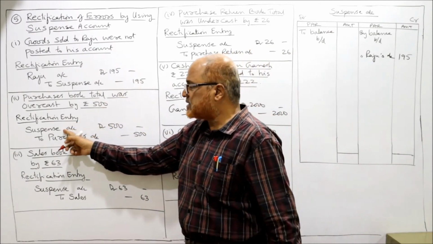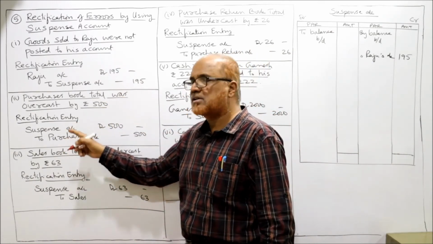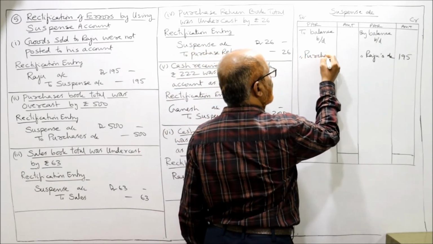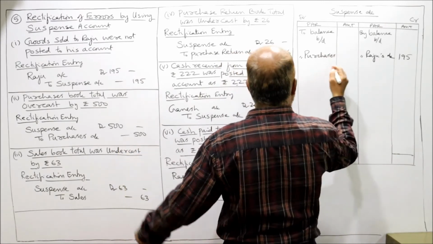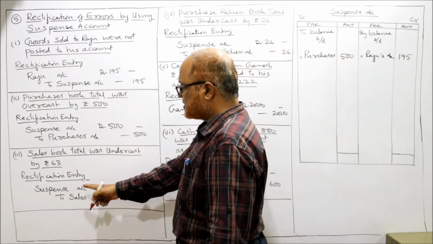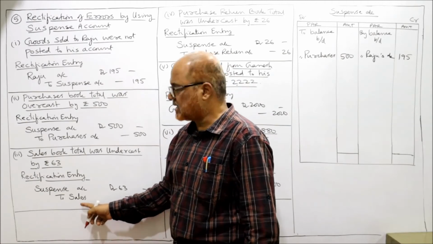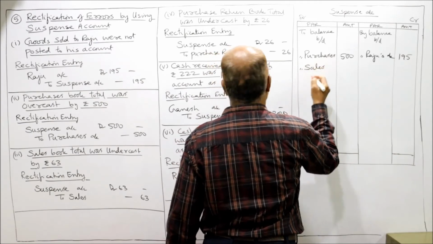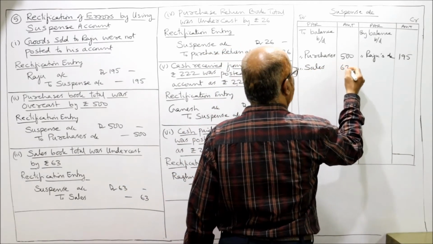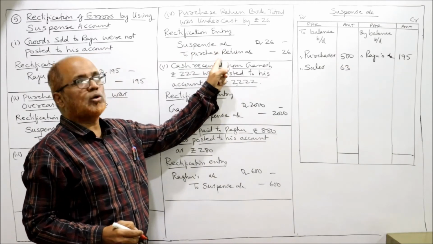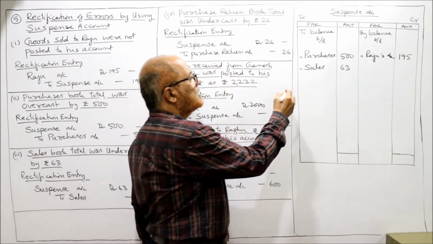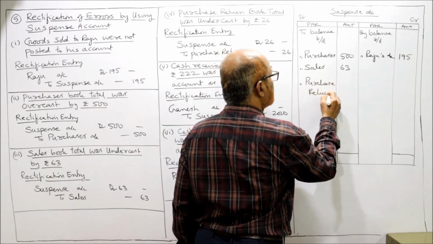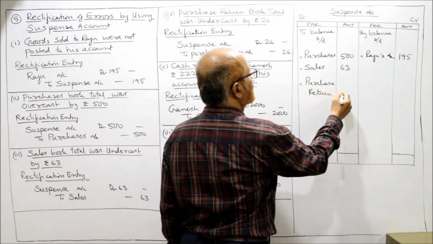Second entry, suspense account debit to purchases account. The suspense account is debited, to purchases. How much? 500. Similarly, suspense account debit to sales. So on the debit side we take, to sales. How much? 63. Then suspense account debit to purchase return. So suspense account is debited, to purchase return. How much? 26.